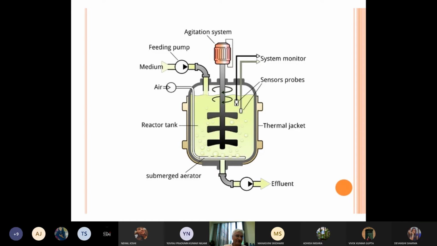And after these 3 to 5 days, we will take the sample again from the sample ports. You can take it from media port, but normally we take it from a sample port, which is not shown in this fermenter, but there is a sample port. From that sample port, we take the sample, and once we are satisfied that our product is now sufficient in quantity in this fermenter, we stop the fermenter, we chill the fermenter, and then we take it out as an effluent. Did you get my point?